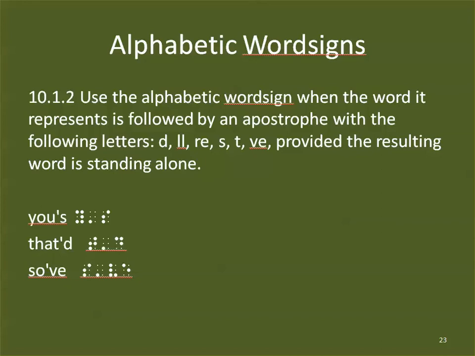By the way, this rule opens up the usable contractions by quite a bit from EBAE. UEB allows these contractions, so there are more instances when we can use the alphabetic word signs, because we can use these suffixes or contracted add-ons to those words. Okay, so the third example is so, we can use S, an apostrophe, and then VE. I'm pretty sure that that is one that we would not have been able to use in EBAE before.